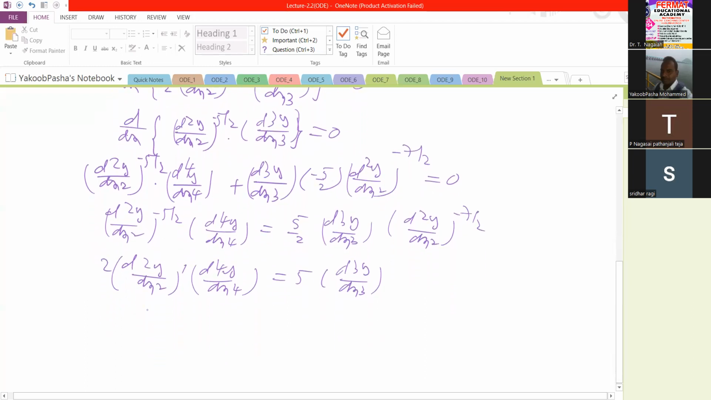So we need to find order as well as degree. Order is equal to the maximum derivative, which is 4, and degree is the maximum derivative power, which is 1. So order is equal to 4 and degree is equal to 1.